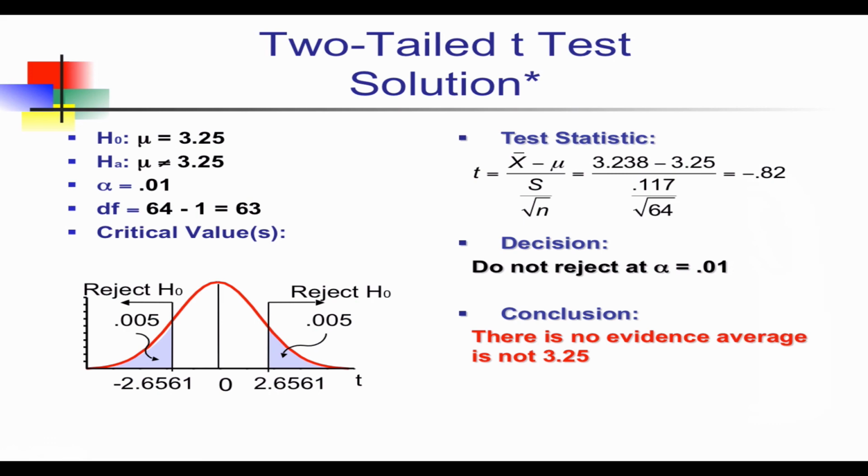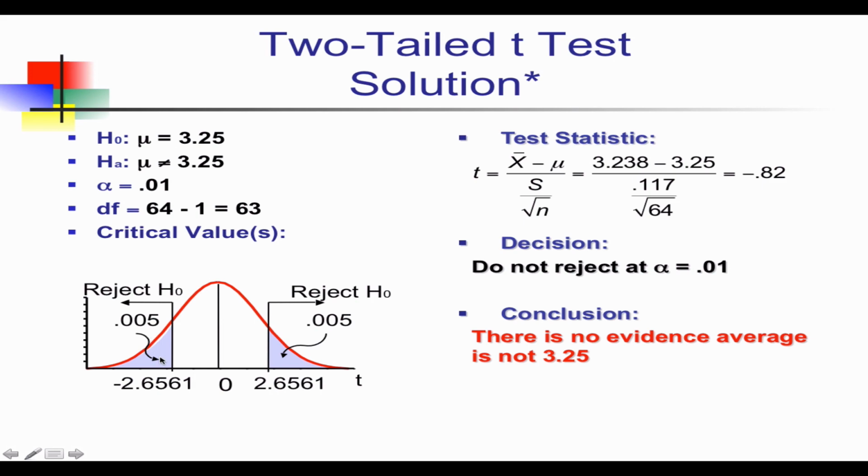So what is your test statistic? The test statistic is the t-statistic, which is x bar minus mu over s over square root of n. So you plug in those numbers, 3.238 subtract 3.25 over 0.117 over square root of 64. So you get this value, negative 8.82. So this is your test statistic. And remember, you are using a t-distribution with n-1 degrees freedom as your sampling distribution of x bar.